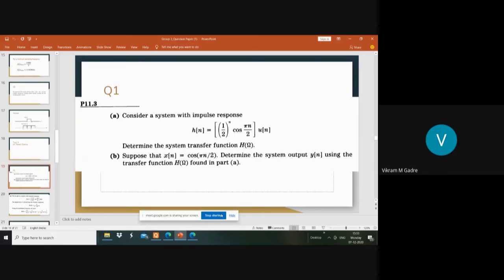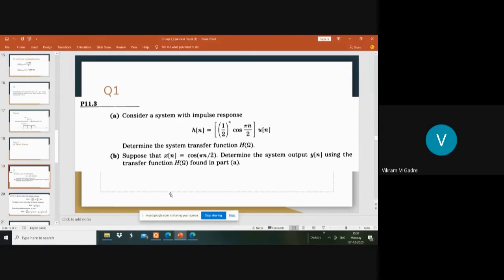No, wait, Professor. This would not be a system transfer function. You are saying frequency response. You are writing omega there. Yes, sir. Isn't it? h of n is given. You are supposed to calculate h of omega. Yeah, but that would be a frequency response. Okay, sir. It would be a frequency response.